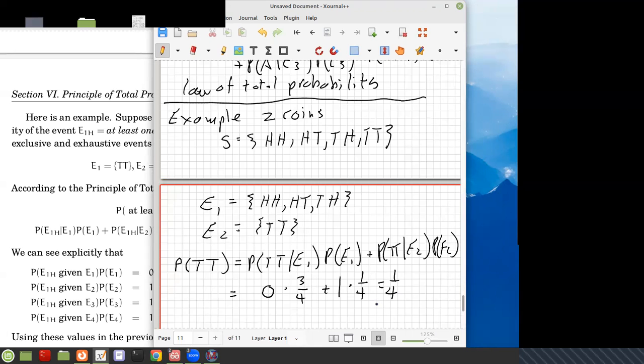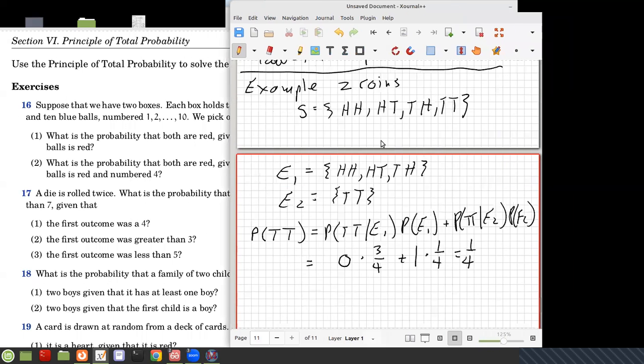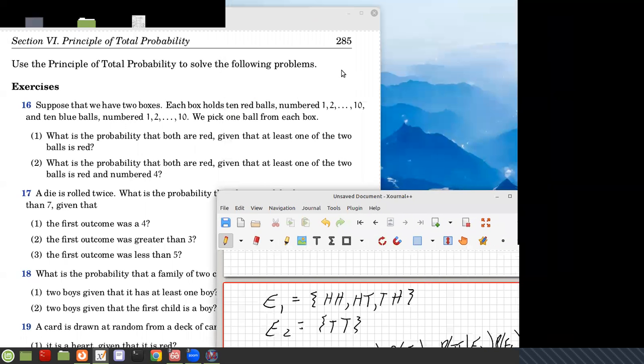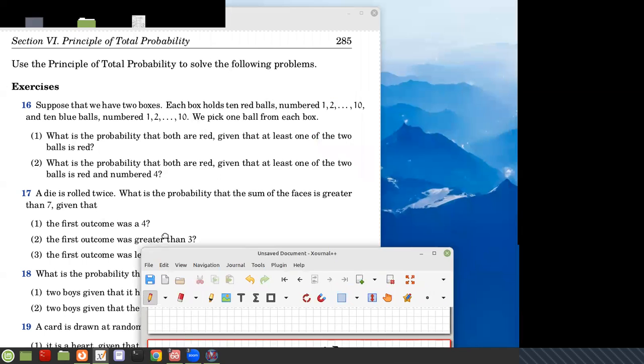Which is what you expected. Okay, well, the problem is that a lot of times the law of total probability for simple cases seems like overkill because it seems like you could get the answer easier just directly. But the point is that we can then apply it to cases where it isn't so simple. Let's now look at page 285, Problem 16, and see if we can figure that out.